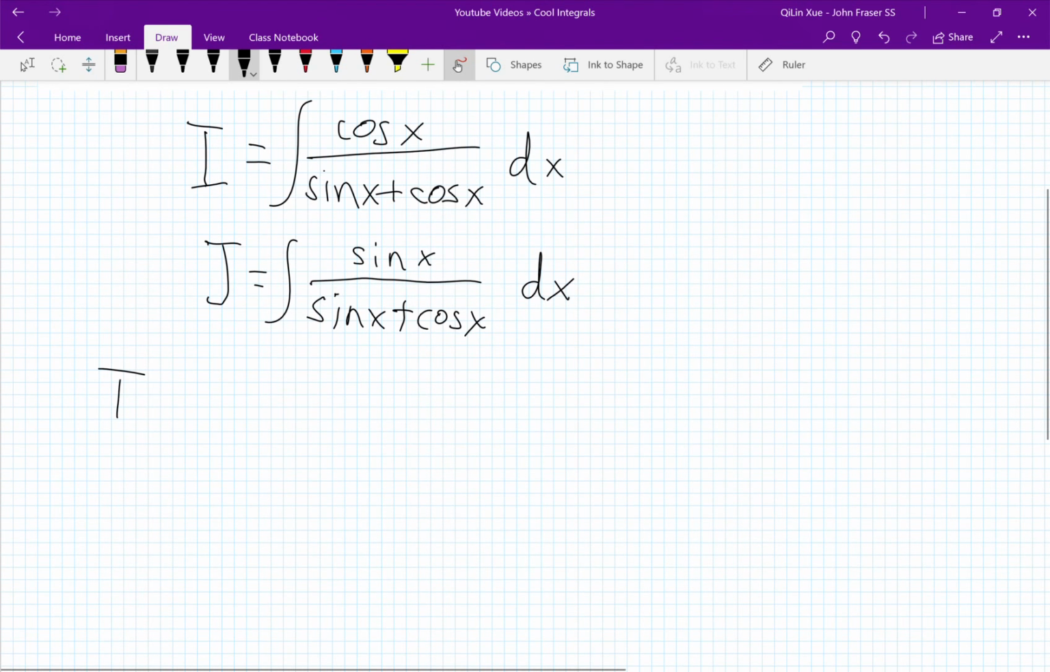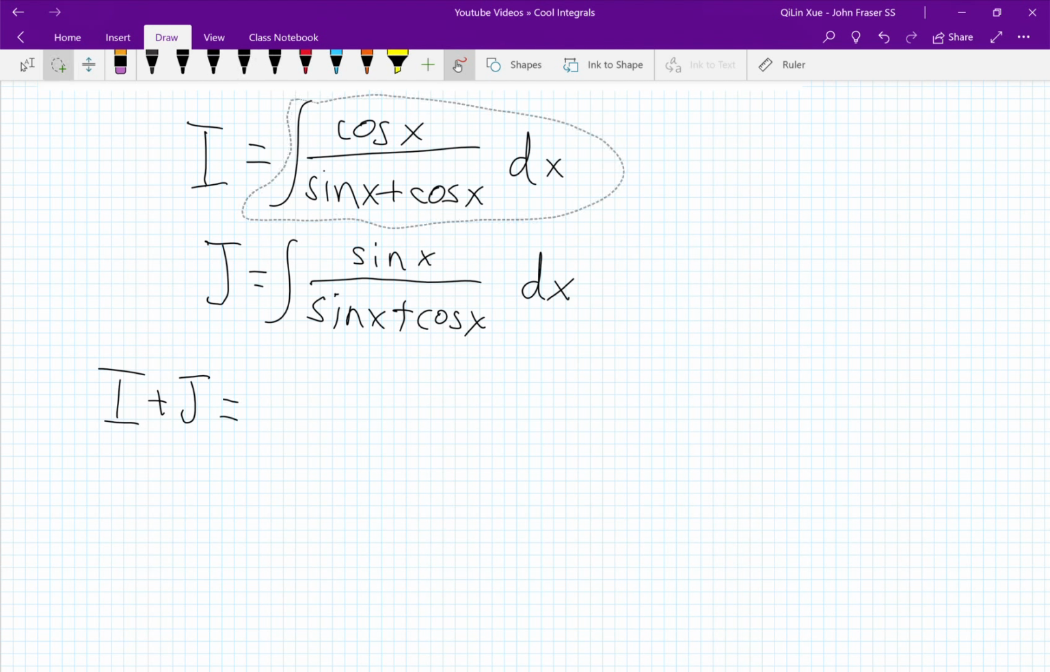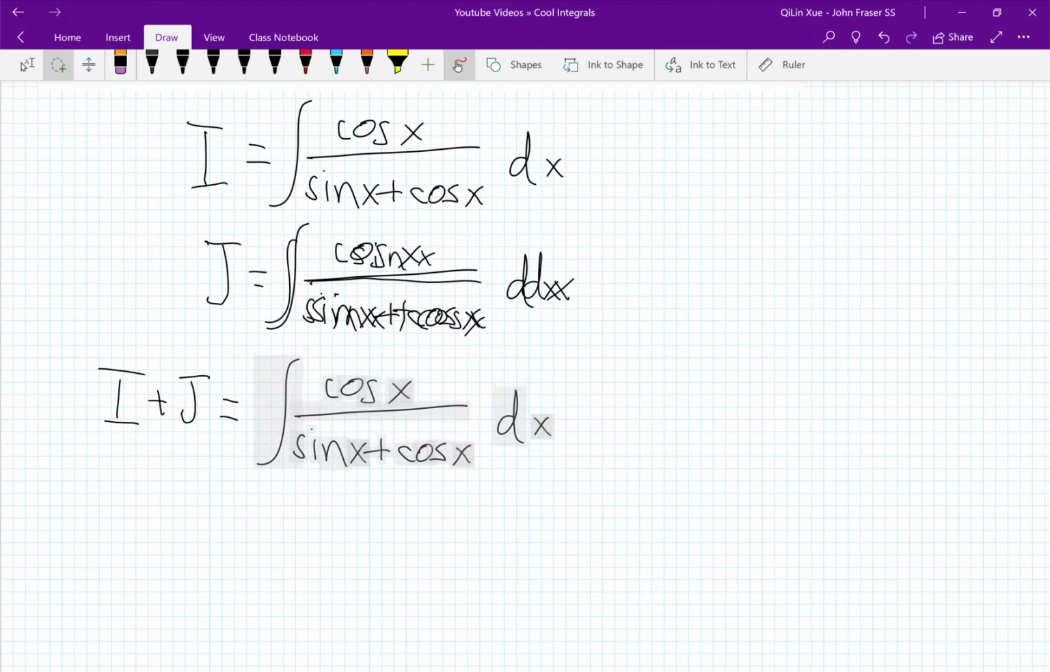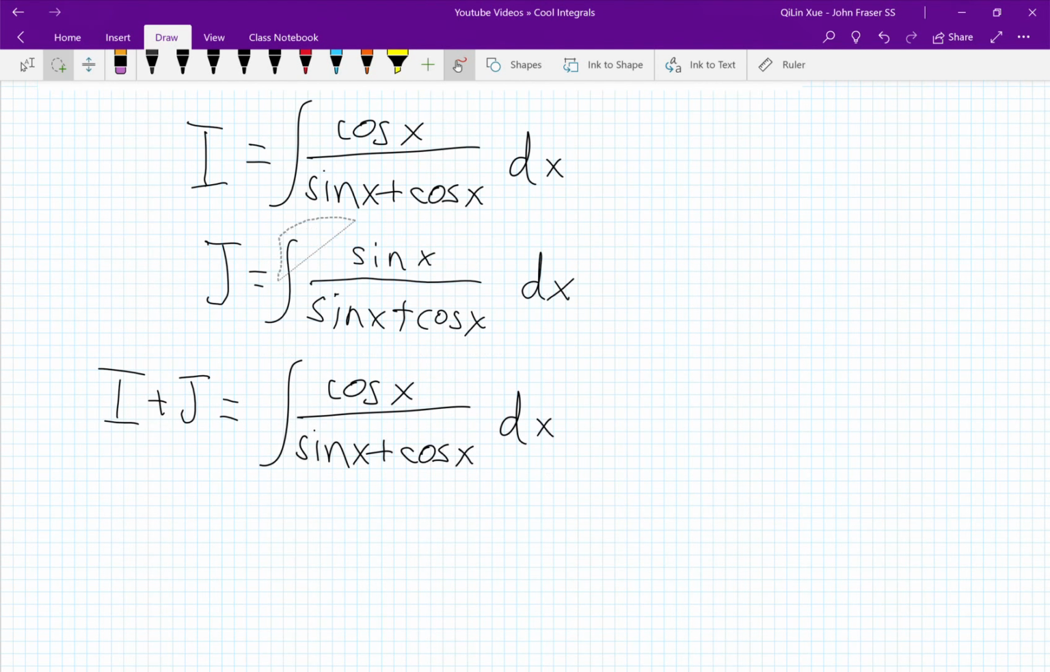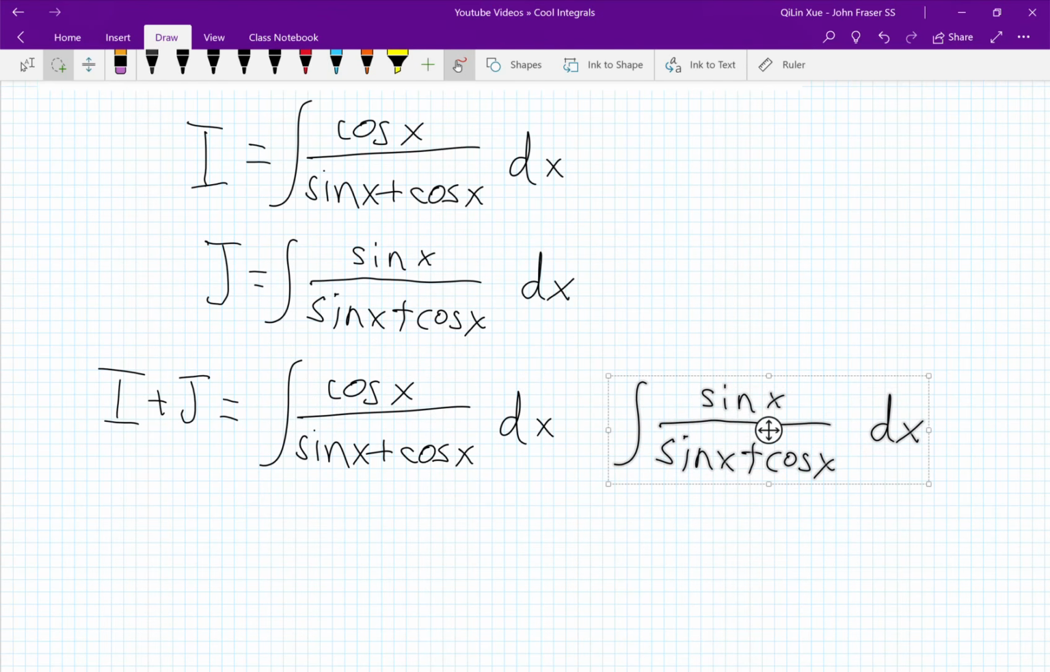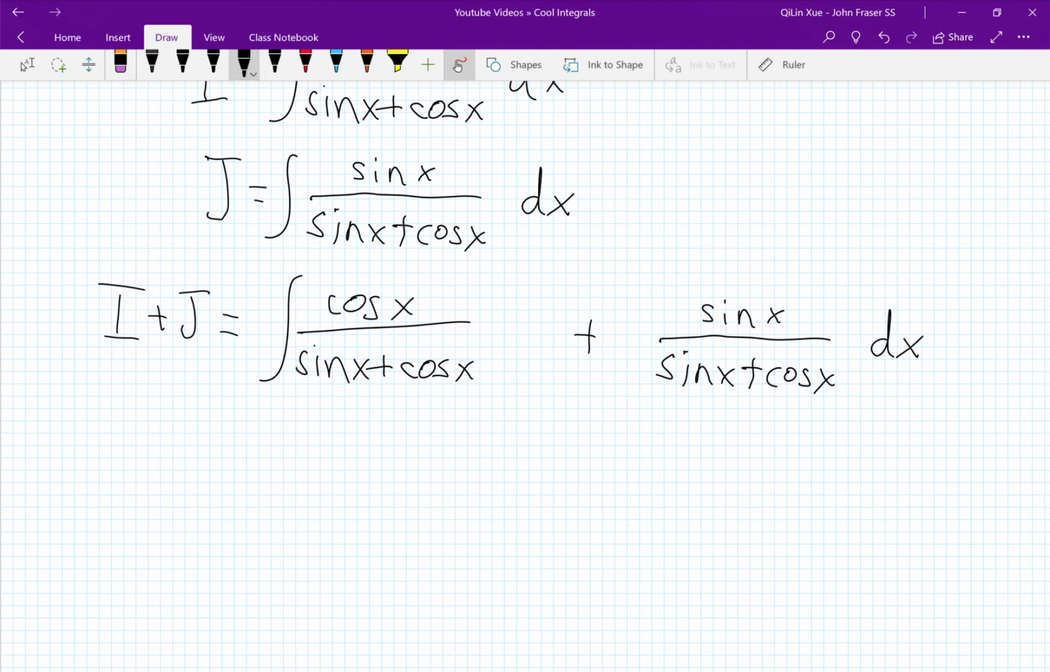First, we have I plus J, which is just equal to the first integral, cosine of x over sine of x plus cosine of x, plus sine of x over sine of x plus cosine of x. And remember, when we're taking the sum of two integrals, we just take the sum of the inside and take the integral of that. So let me just erase this part, and we can start solving it right away.